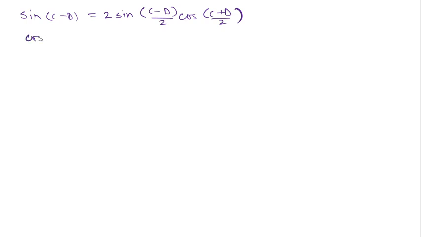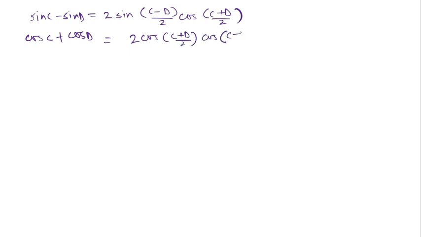Sorry, this is not sine C minus D, this is sine C minus sine D. So what is cos C plus cos D? First we do the plus. We can derive the same thing: C equal to A plus B, D equal to A minus B, and we can put that. So it will become 2 cos C plus D by 2 cos C minus D by 2.